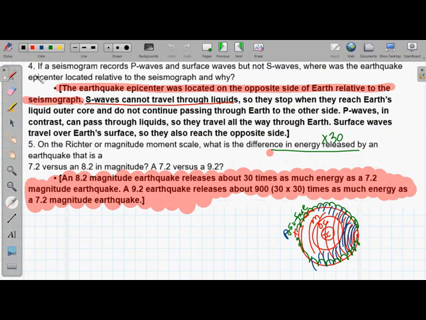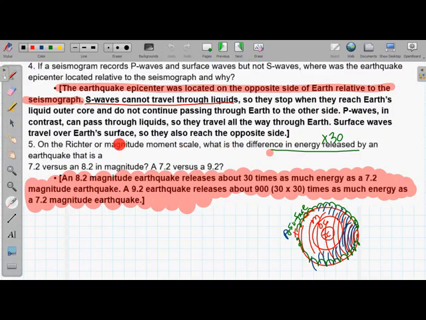All right. Number 4, if a seismogram records P waves and surface waves, but not S waves, what do you know about the location of the earthquake? Well, we know it's on the opposite side of the Earth, right? Because the S waves cannot travel through a liquid, and the S waves would only have to travel through the liquid part of the core if the earthquake were on the opposite side of the Earth.